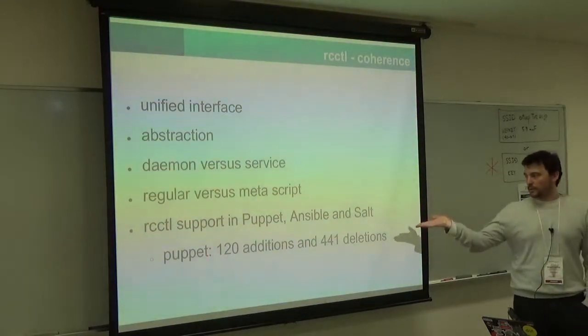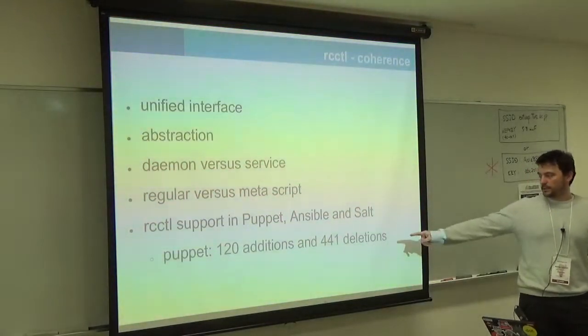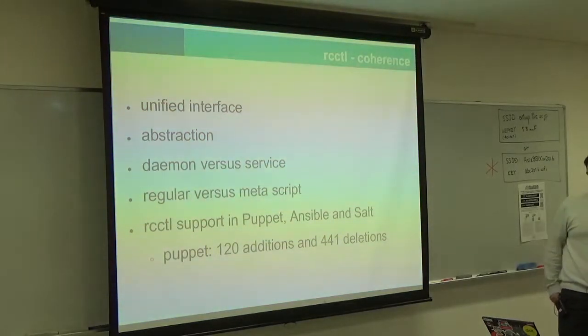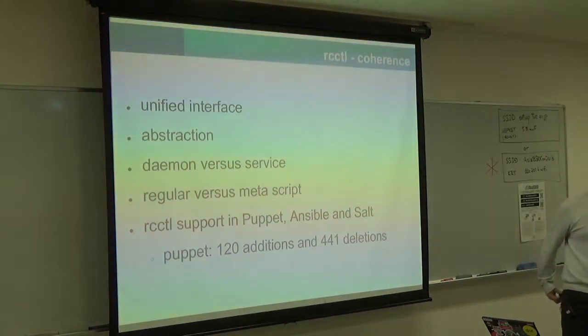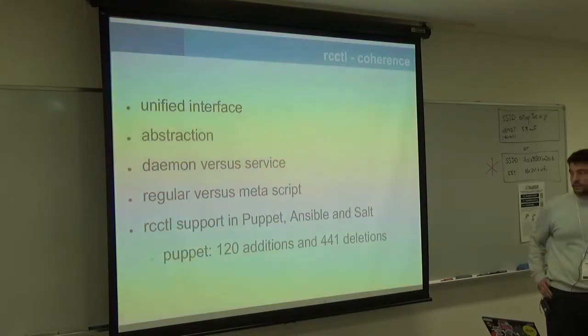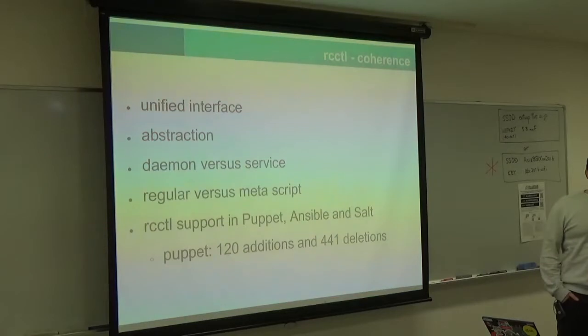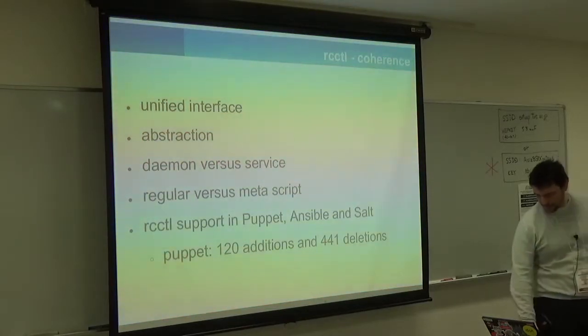To give you an example, that's the diff that was done for Puppet. So there was quite a huge amount of lines removed, which is nice, because at the time, Puppet was manually editing rc.conf.local using Ruby code, while Salt and Ansible were doing the same using Python. So we really needed something that was in base and could handle all of that.